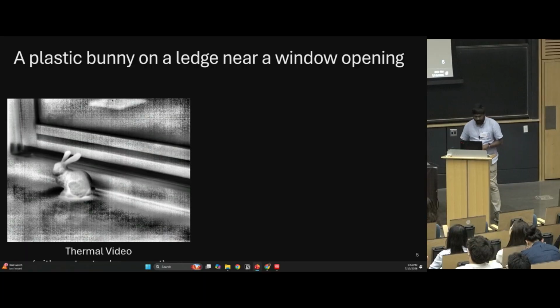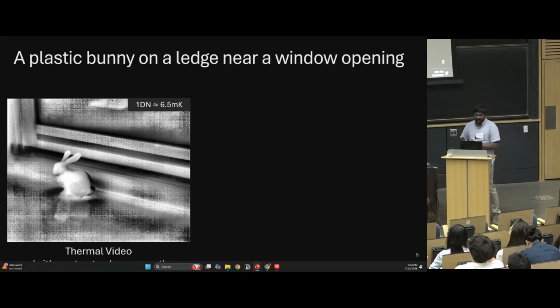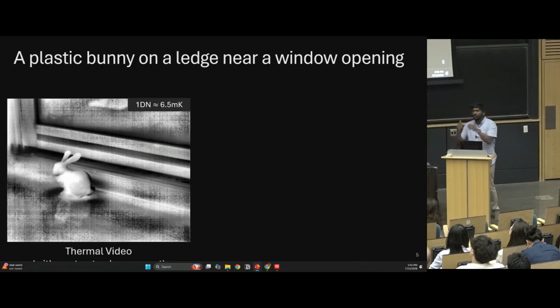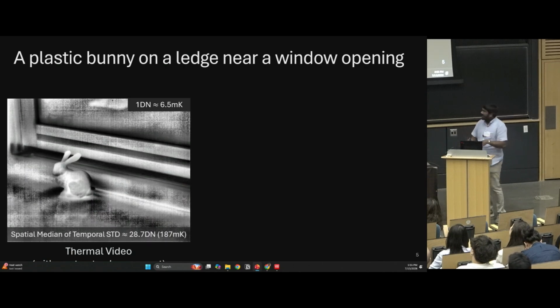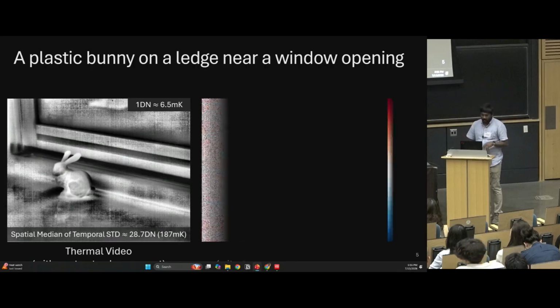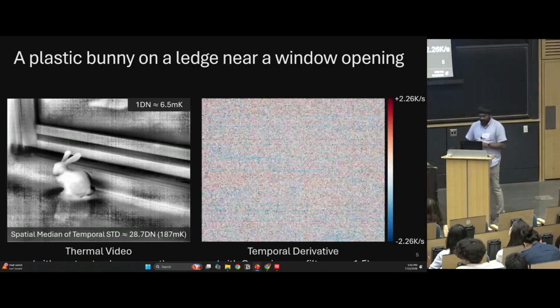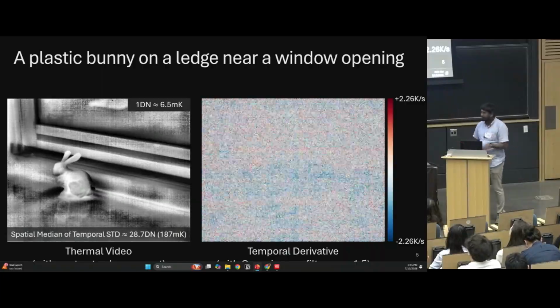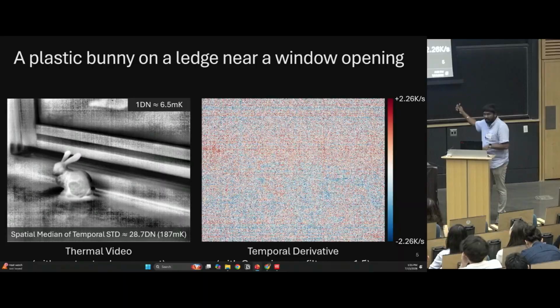As well as the noise in it. This specific thermal camera has a sensitivity such that a change in blackbody temperature of 6.5 millikelvin amounts to a change in pixel intensity of 1 digital number. On that scale, this entire video has a median temporal deviation of just 187 millikelvin. So what is there in this temporal deviation? An easy option is to look at the temporal derivative. We apply a Gaussian pre-filter, smoothing before computing the derivative. But still, it just looks like noise.